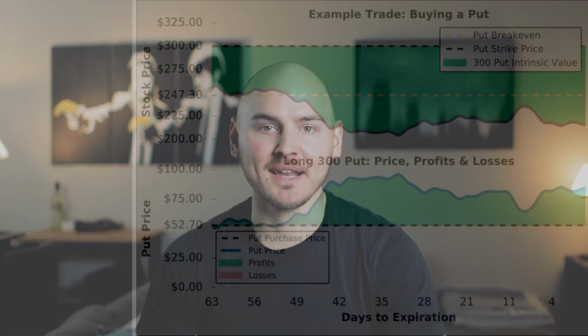This example is a great demonstration of the extrinsic value decay as time passes, as we saw a steady decrease in the option's price as the stock price did not decrease and time was passing. Let's now look at a put option purchase that makes lots of money.